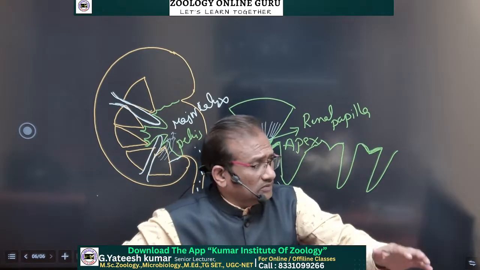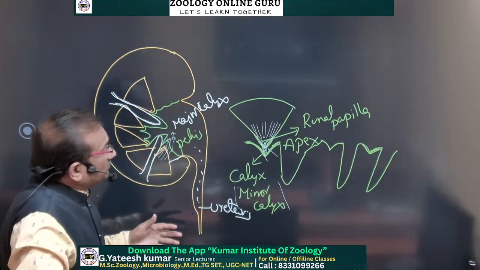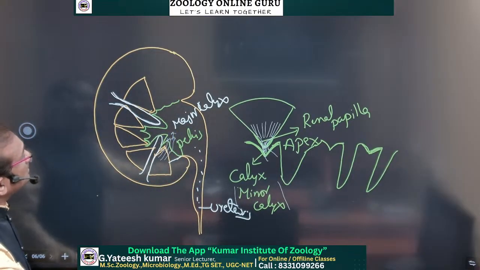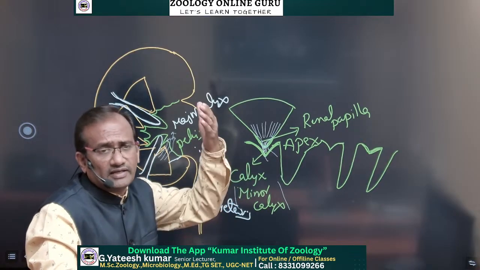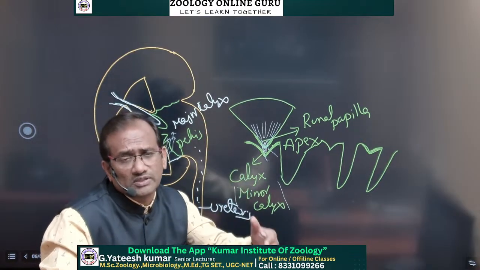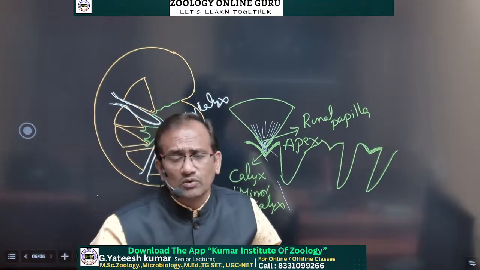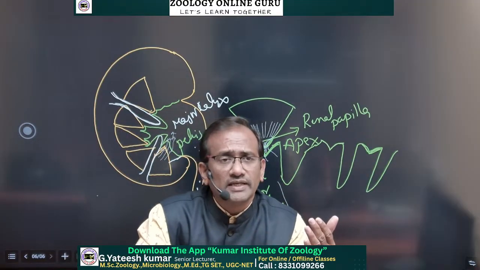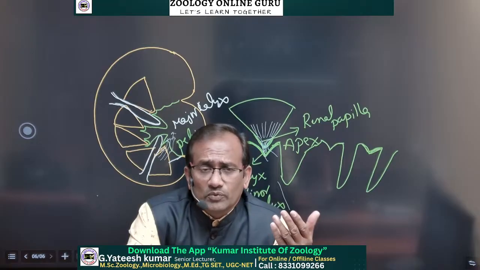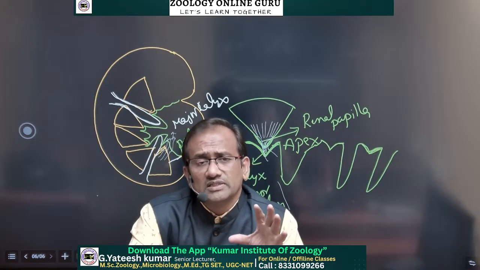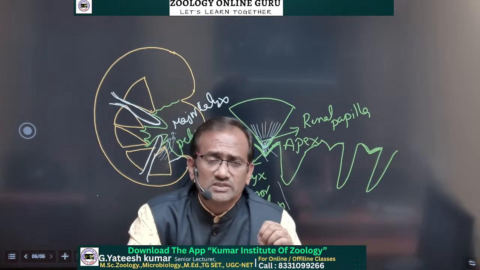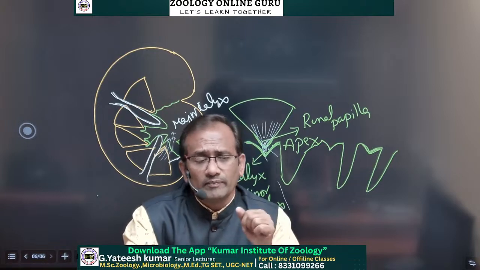So we are discussing the internal structure of the kidney in human beings. The right kidney is somewhat lower than the left kidney, and if you cut open every kidney, two portions are present. The outer portion is called cortex and the middle portion is called medulla. The medulla is in the form of triangle shaped structures, known as renal pyramids.